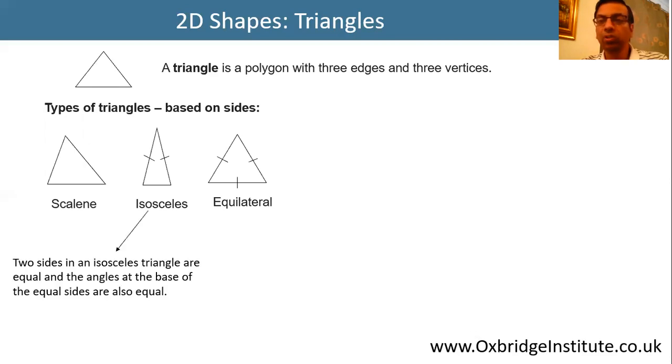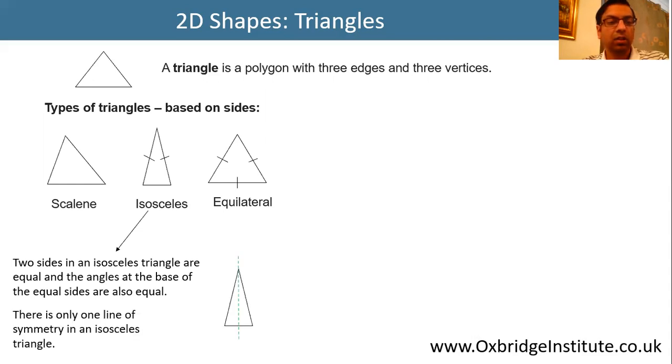Let's talk about isosceles triangle. Here, the 2 sides marked are of equal length, and the angles at the base of the equal sides are also going to be equal. So keep this property in mind. This might help you solve some questions. There is only one line of symmetry in an isosceles triangle, which is the one shown.